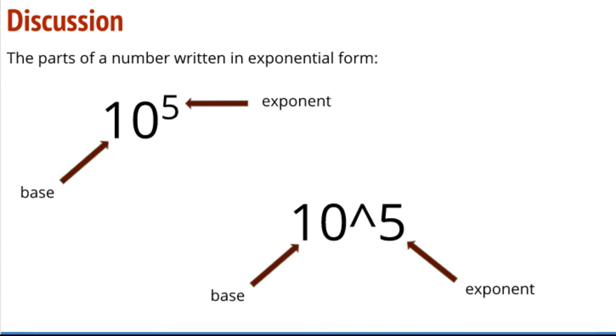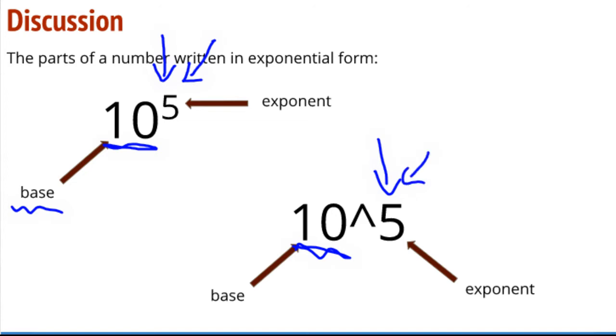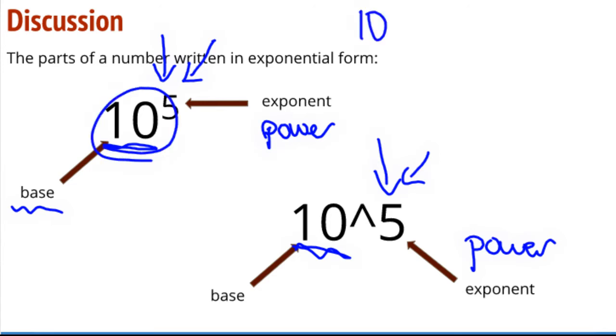So a quick look here at the parts of a number that are written in exponential form. Here's some of your vocabulary here. So the base is the number that we're going to be multiplying. The exponent is how many times to multiply. And sometimes exponents are also called powers. So to the power of 5. If we were to write this out as a multiplication problem, 10 is the number that we are multiplying, and we are going to multiply it 5 times.